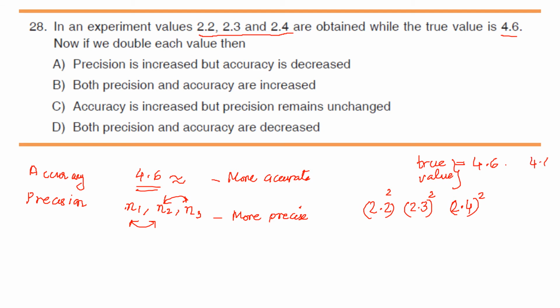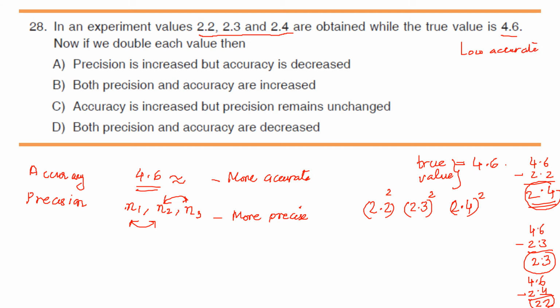That is because if you find the difference between 4.6 and 2.2, it comes around 2.4, and similarly 4.6 and 2.3, it comes around 2.3, and the difference between 4.6 and 2.4, it comes around 2.2. So there is a very large deviation when you consider all the observations. So this is actually a low accuracy method, we can say.